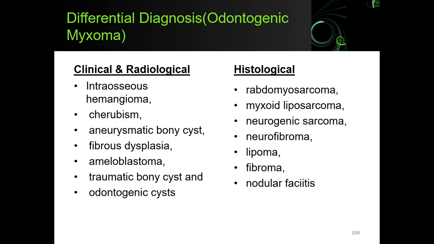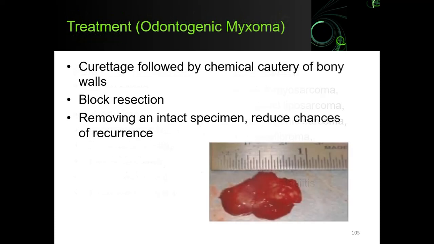Differential diagnosis of the odontogenic myxoma has a long list on clinical and radiological grounds. It can be confused with intraosseous hemangioma, cherubism, aneurysmal bone cyst, ameloblastoma, and so on. On histological basis, it can be confused with a rhabdomyosarcoma, myxoid liposarcoma, neurogenic sarcoma, neurofibroma, and so on.